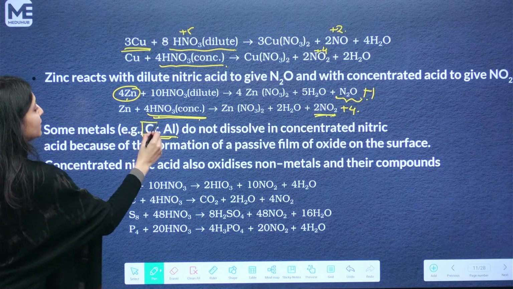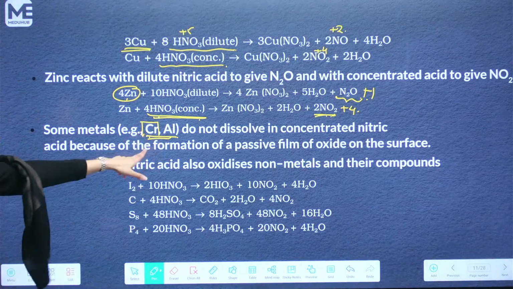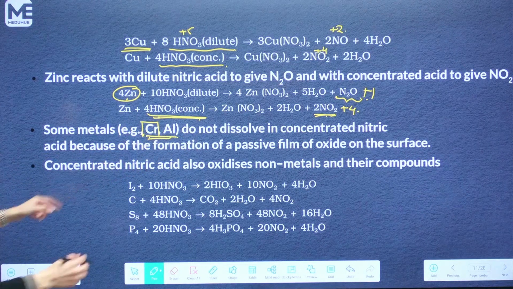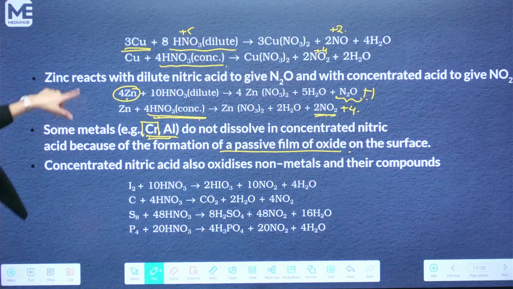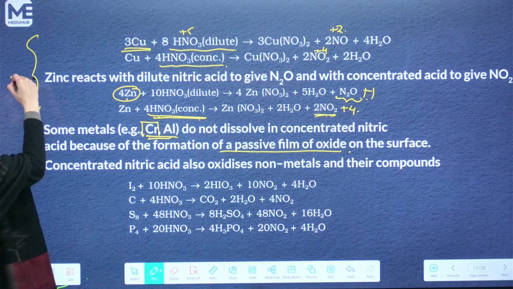Similarly is the case with chromium. So chromium or aluminium with concentrated nitric acid may form a passive film of oxide on the surface. This was the reaction of HNO3 with metals.